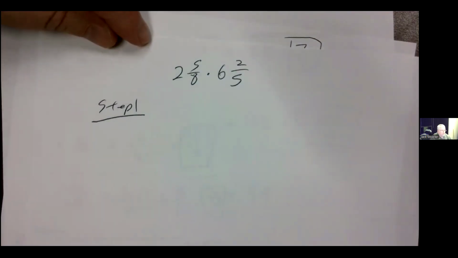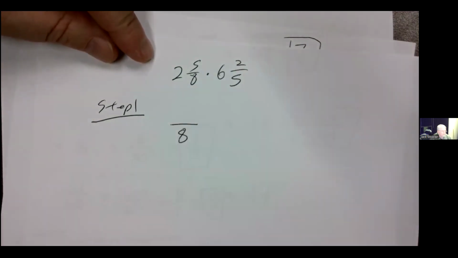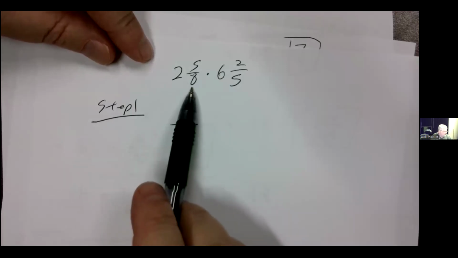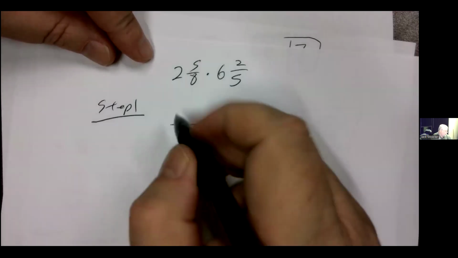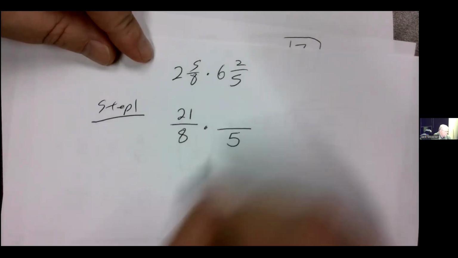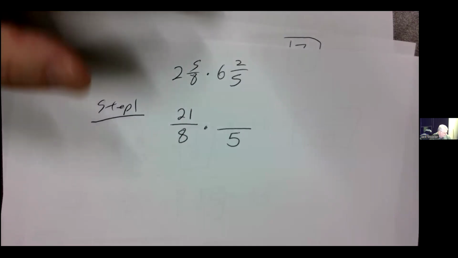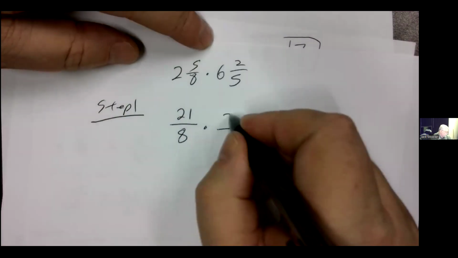All right, so 2 and 5/8. Remember, the denominator doesn't change. So how do we get the numerator? 2 times 8 is 16. 16 plus 5 is 21. 6 and 2/5 stays fifths. And then 6 times 5 is 30. 30 plus 2 is 32.